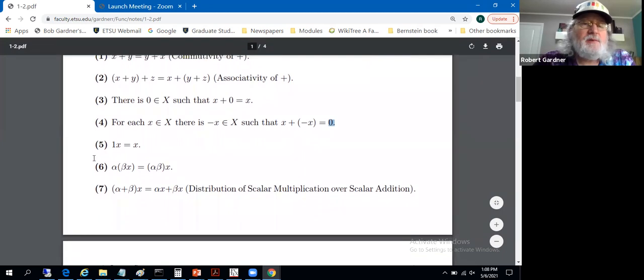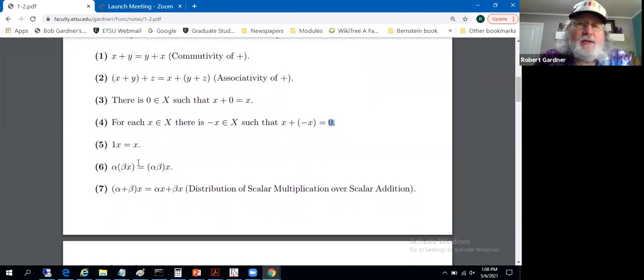Next, sometimes this is called preservation of scale. If you take 1, the scalar 1, that is the multiplicative identity in the field, that scalar times any vector equals the vector itself. This holding for all X vectors, all lowercase x vectors.